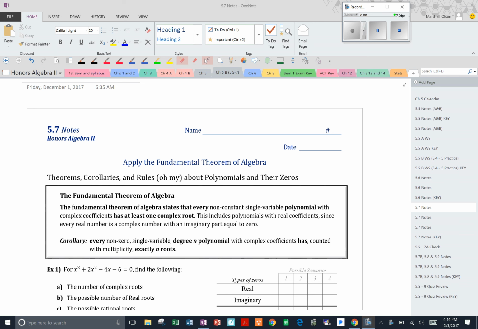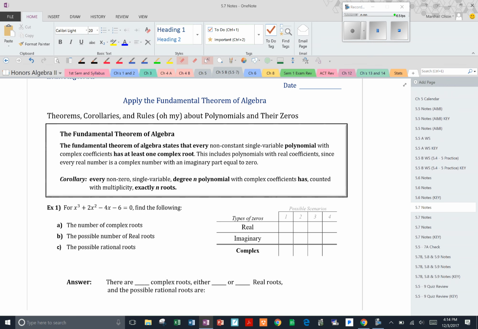We are going to go through section 5.7 today and talk about a couple different theorems that we have been using, kind of the ideas of, for a while now, but now we're actually going to get them on paper and expand on them a little bit. First, the theorem that we have in the box right here is the fundamental theorem of algebra.